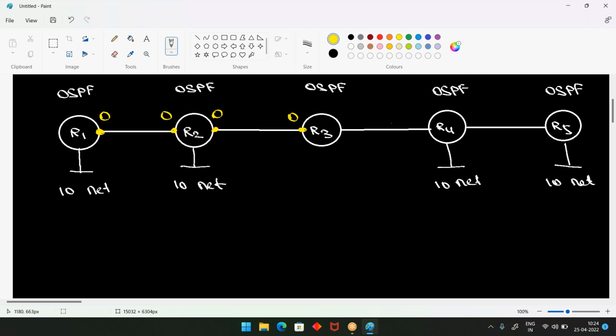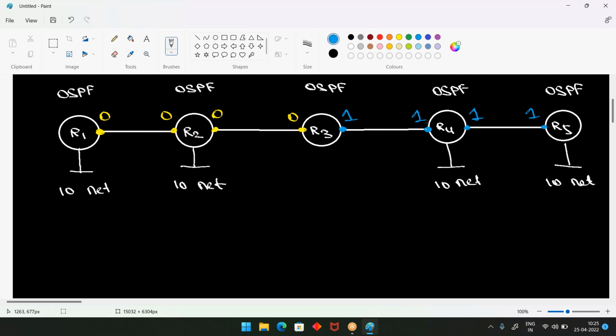Now, but what about here, sir? In this interface, I can configure another area. Suppose area 1. In this interface, I can configure the area 1 as well. I can configure area 1 here as well. Sir, if you do like this, then what is happening?